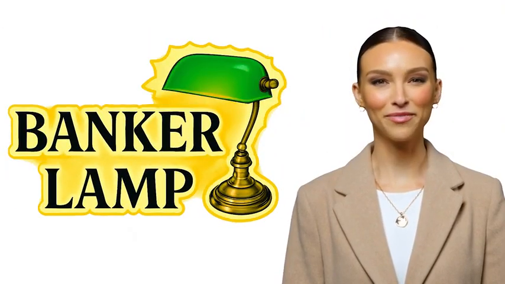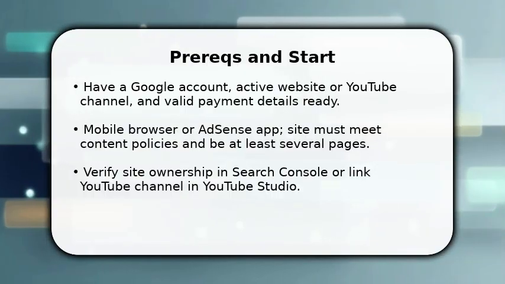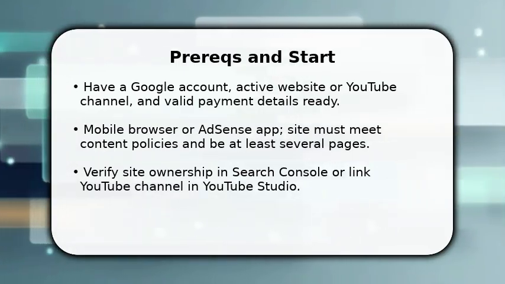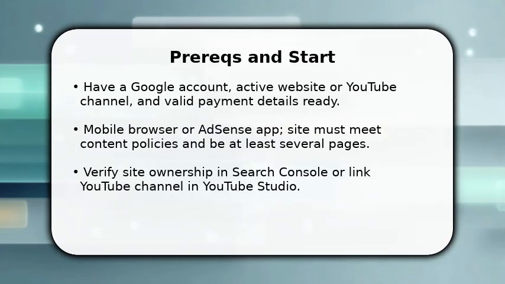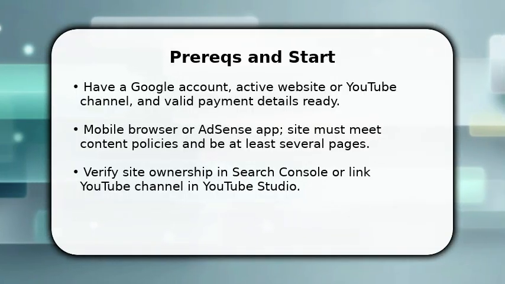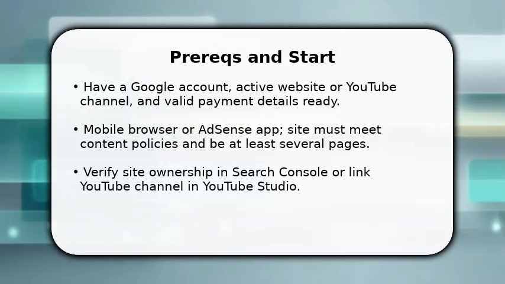Please enjoy the video. You begin on your phone with essentials: a verified Google account, a live website or eligible YouTube channel, and payment details. Open Chrome or Safari and go to the AdSense sign-up page. Enter your Google account and current site URL. Once done, verify site ownership in Search Console or connect your YouTube channel. This proves you control the content and speeds approval.